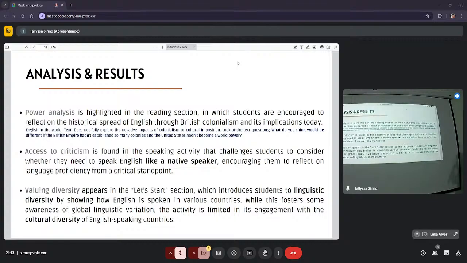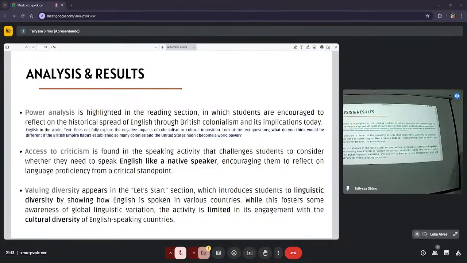Access to criticism is found in the speaking activity that challenges the students to consider whether they need to speak English like a native speaker, encouraging them to reflect on language proficiency from a critical standpoint. That is, we don't have to have a perfect English or talk like a native speaker. So here it is possible for the teacher again to say that what matters, after all, is the communication, the interaction between people, the respect for the language and for different cultures.